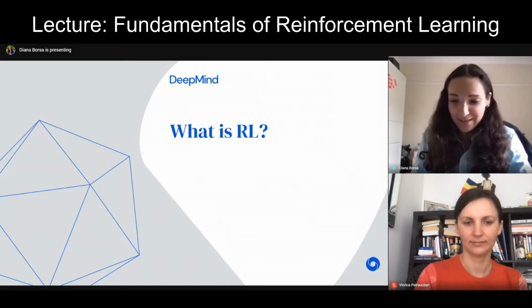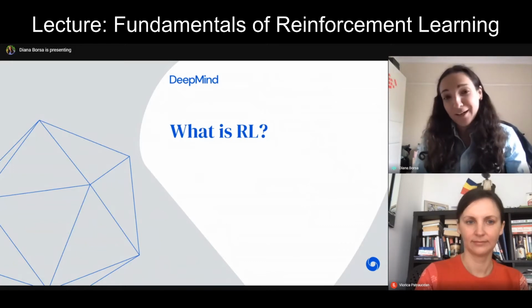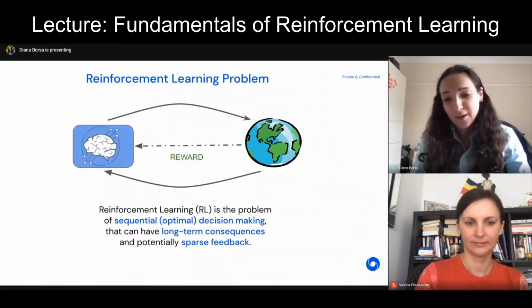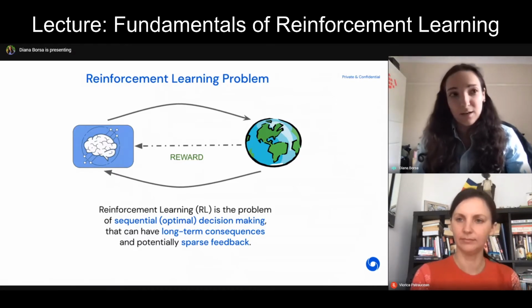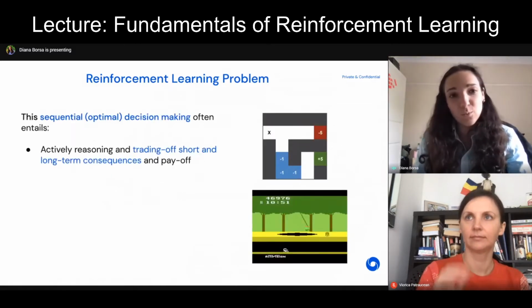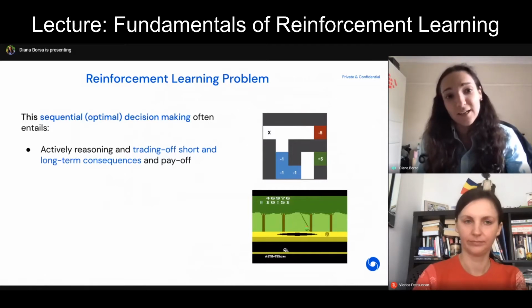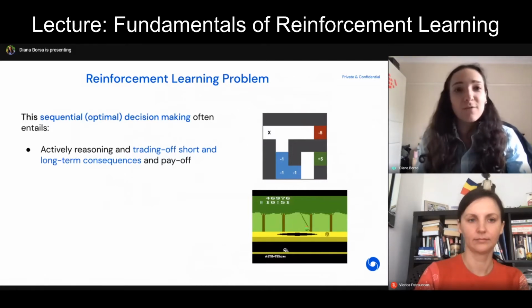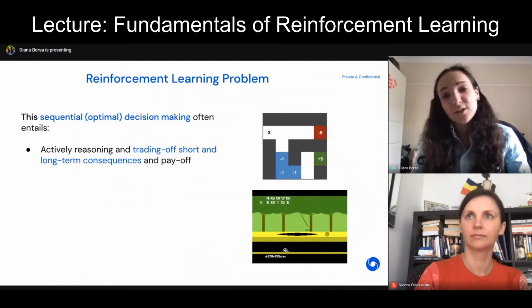Okay, so to begin with, let's start with what is RL and why should you care? Today we're going to define reinforcement learning as the problem of sequential decision making that can have long-term consequences. It doesn't need to, but typical problems do have this property, and potentially very sparse feedback. Again, it's not necessarily the case, but the most challenging and problematic problems will have this property. Going a bit more into what this sequential decision-making problem often entails is actively reasoning and trading off short and long-term consequences of your actions and the payoff.